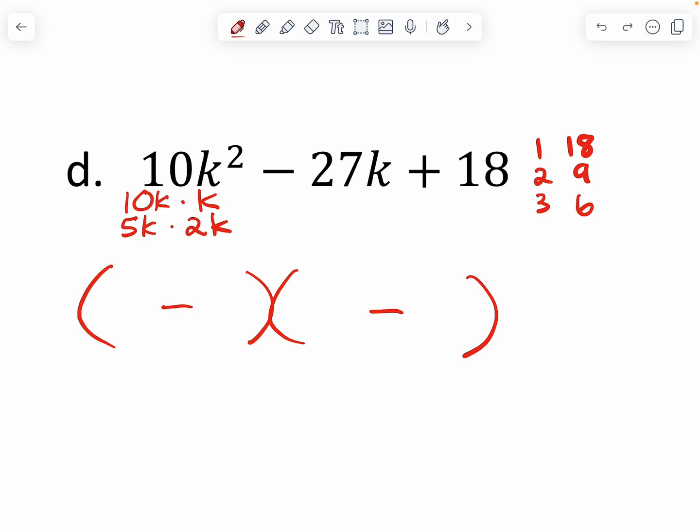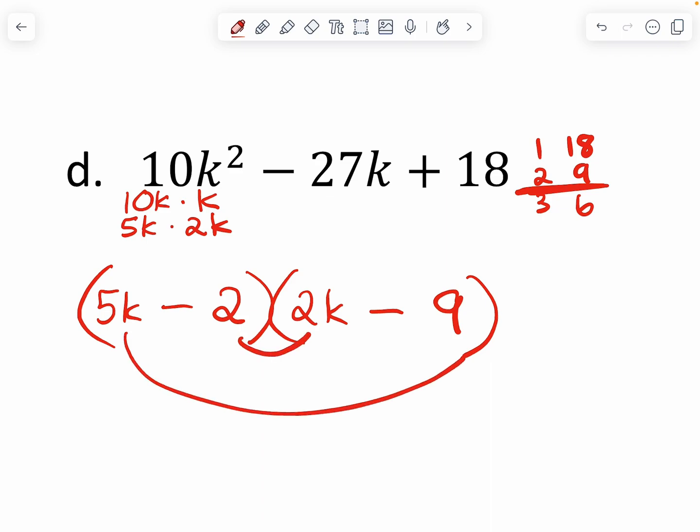So I'm going to try 5k and 2k first. And I'm going to try 2 and 9. Notice, if I put the 2 here, that's not going to work because then I'm going to have a common factor between these two in the same parenthesis, which is not allowed. So if I'm going to try this, I have to put the 2 here and the 9 here. When I check, 45k is not going to make 27. So then I know that option is not going to work right there.